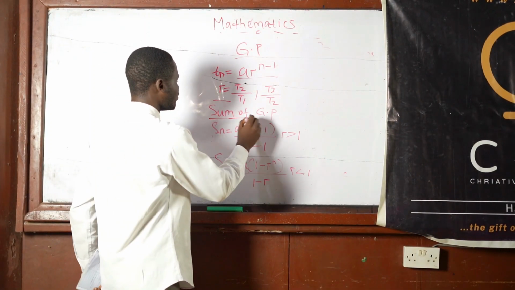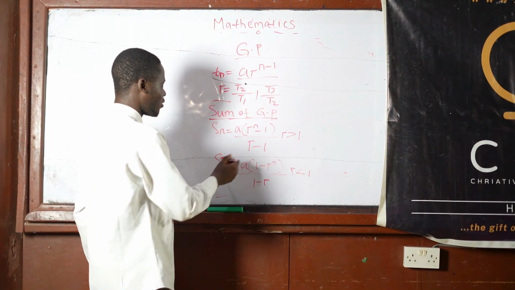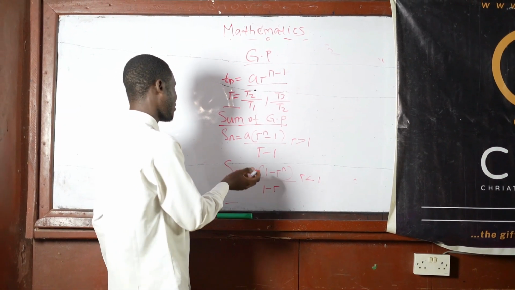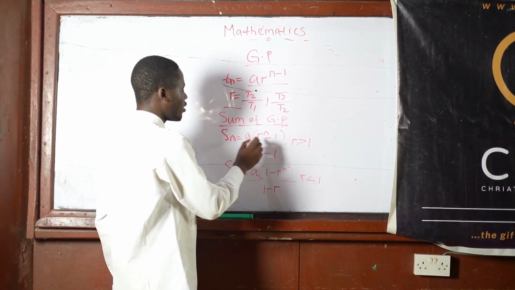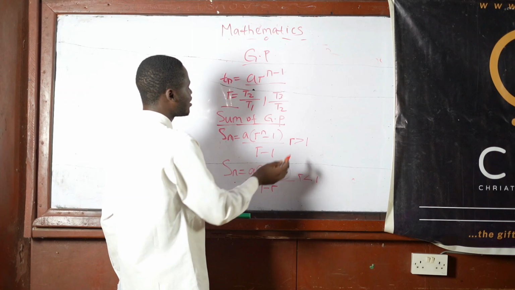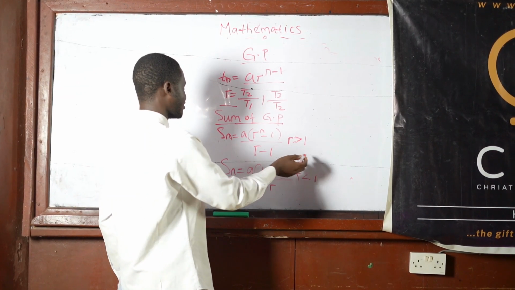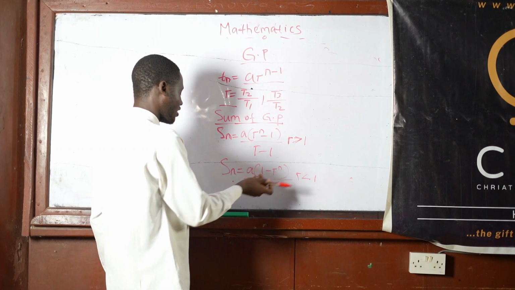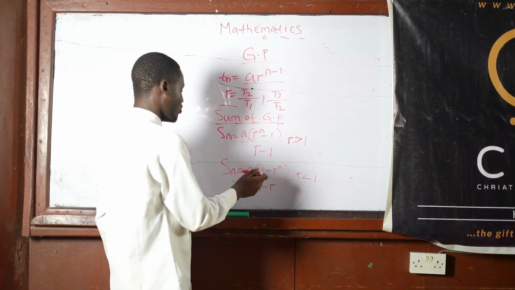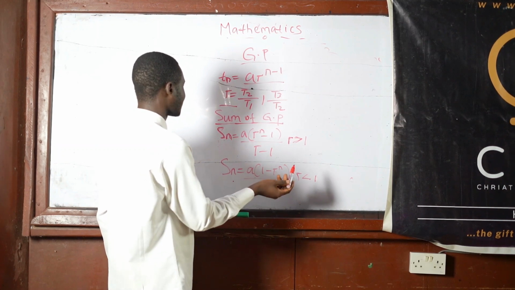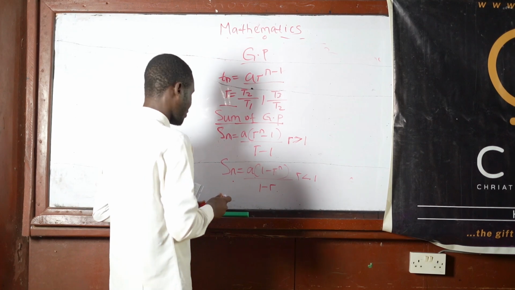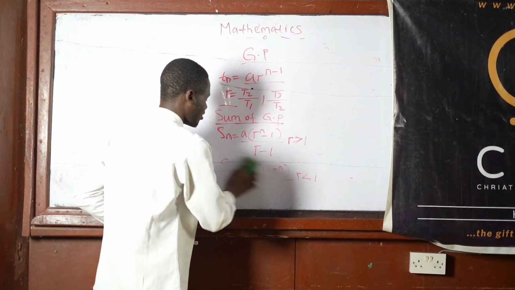So for the sum of GP, I wrote two formulas here. This formula is all dependent on your common ratio. When your common ratio is greater than 1, you use this first formula, and when it is less than 1, you use this second formula. So I think we can go on to examples and solve problems.